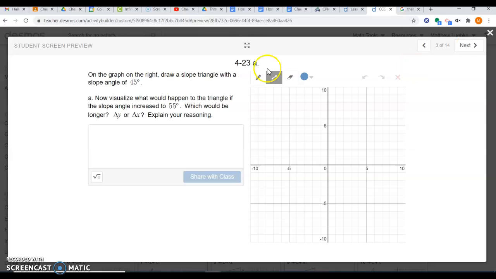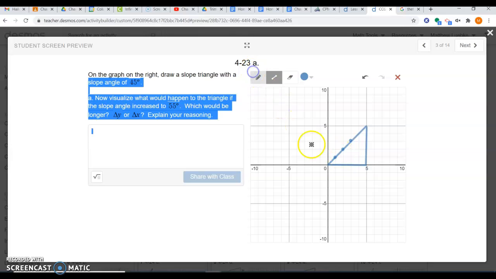Looking at this first question, it says to graph on the right a slope triangle with a slope angle of 45. Well, I know the slope ratio for a 45-degree slope angle is 1 to 1, so that means it's going to go over 1, up 1, over 1, up 1, over 1, up 1, and we're going to get our line created that way. I'm just going to create a slope triangle based off of that. Now this right here is our 45-degree angle.